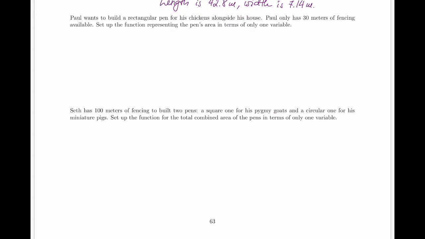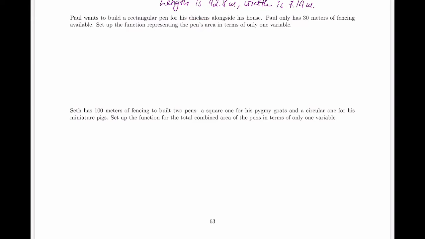Paul wants to build a rectangular pen for his chickens alongside his house. He only has 30 meters of fencing available. We're asked to set up a function representing the pen's area in terms of only one variable. So this question is similar to the previous one in terms of setup. It uses the same shape, but is more calculus-like in nature because we're asked to set up a particular function, not solve for something. And then this function is the quantity we will actually apply calculus tools to maximize or minimize later in your calculus course.